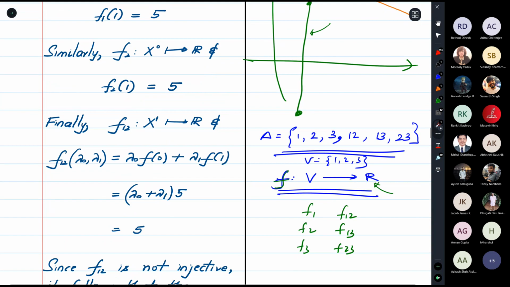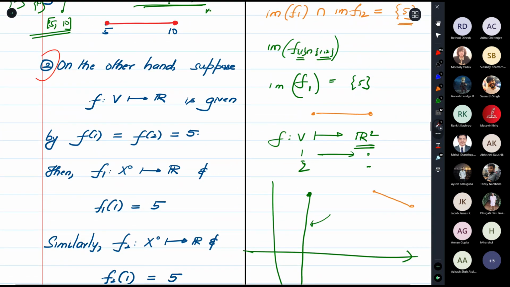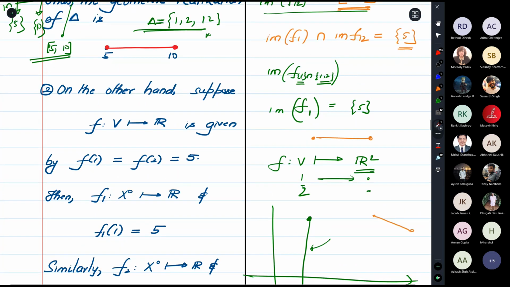Okay, so this is an exercise, but now let's go back to another example and see a case where the f is not correct, or one of the conditions is violated, and consequently this f does not help us come up with a geometric realization. So as before, the delta for us again is 1 2 1 2, and let's say we pick this function f, and this again goes from v to r.